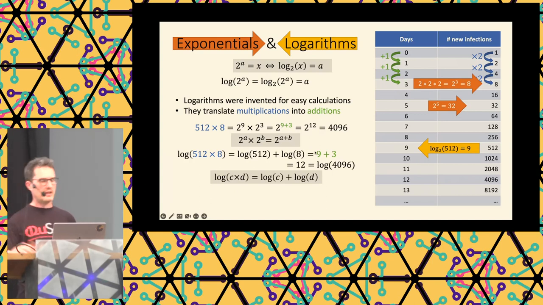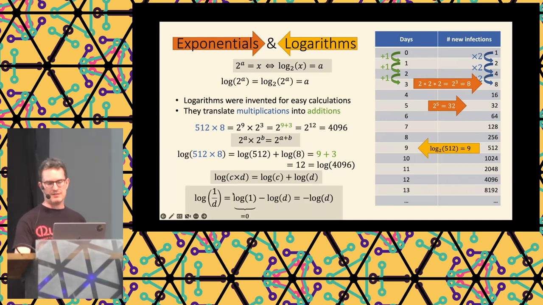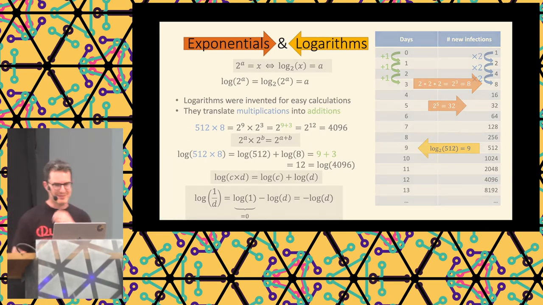And the logarithm does the other thing, the other way around. If you write the same equation with a logarithm on both sides, then we can write the log of this multiplication as the log of 512 plus the log of 8. That turns this multiplication into a sum. 9 plus 3 is 12, and that's the same result as before. So important to remember is this rule about logarithms. I'm sure you've seen them at school. Log of c times d is log of c plus log of d. And a little version of that is the log of 1 over d is just minus log d, because log of 1 is 0. So maybe a quick refresher of stuff you have seen once upon a time.